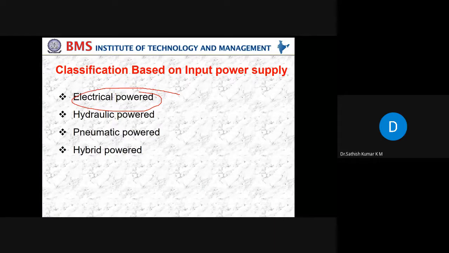So these are the four different categories of classification of CNC machine. One, based on the feedback control system, which is open loop control system and closed loop control system. Second, based on the motion, that is PTP motion, straight cut motion, and contouring motion. Third, based on the number of axes: 2-axis, 3-axis, 4-axis, and 5-axis CNC machine. Fourth, based on the input power supply, which is electrically powered, hydraulically powered, pneumatically powered, or a combination of the above three. So this is an important one, that is the classification of CNC systems.